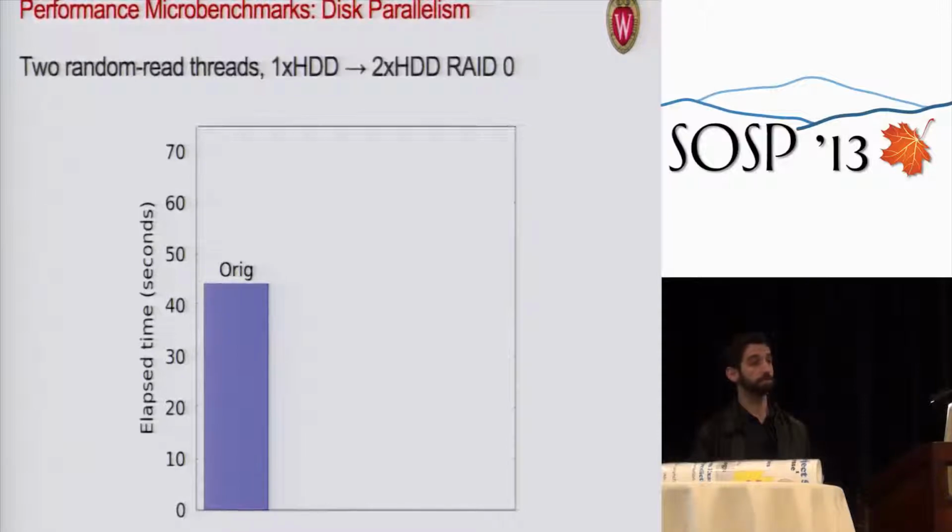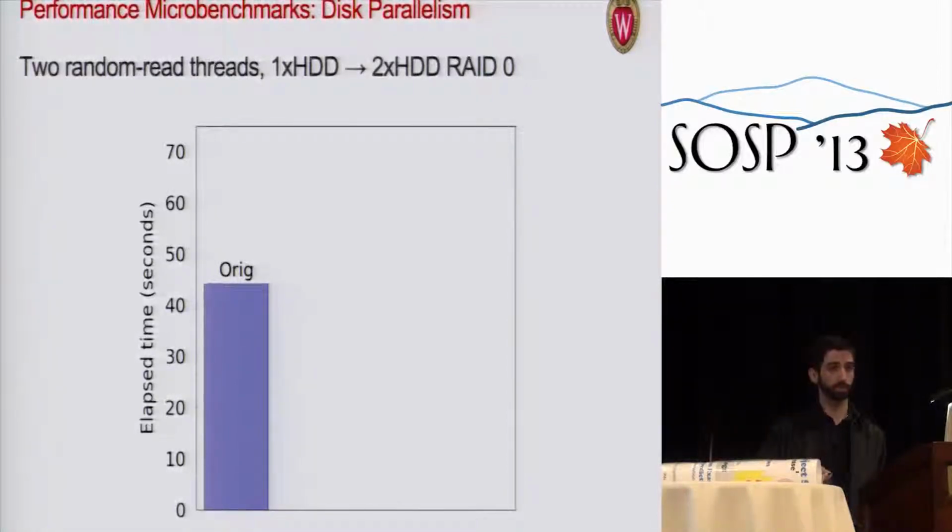So to start out with our disk parallelism benchmark, we have a trace that we collected of this workload, 2 threads doing random reads to large files on a system with a single disk. And then we ran that same application on a system with 2 disks in a RAID 0 array. So what you see here with this original bar on the left is the timing of the original workload running on the new 2-disk system. And then the remaining bars we'll get to in a moment are different trace replays of a trace taken from the original single-disk system running on the RAID.